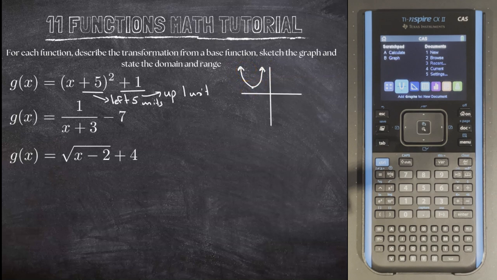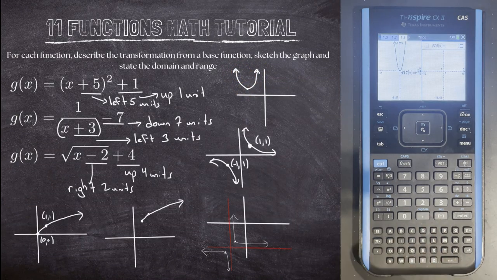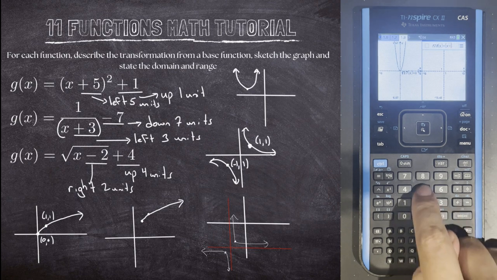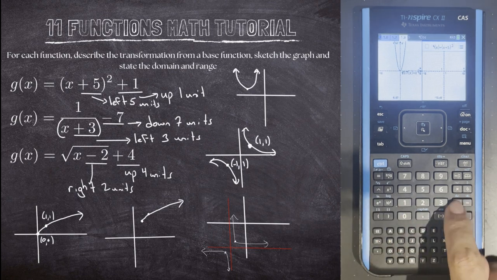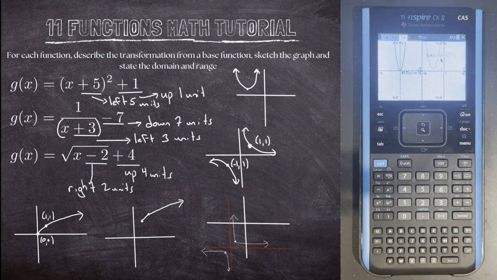Now let's check that on the calculator. So there's our parent function x squared, and now we're going to try (x plus 5) squared plus 1. All right, so that looks good.